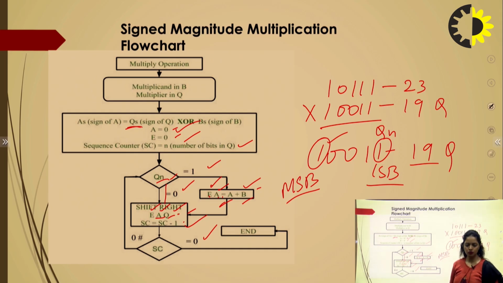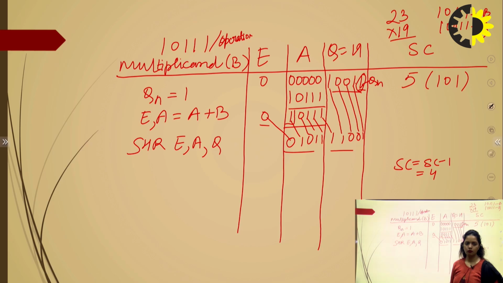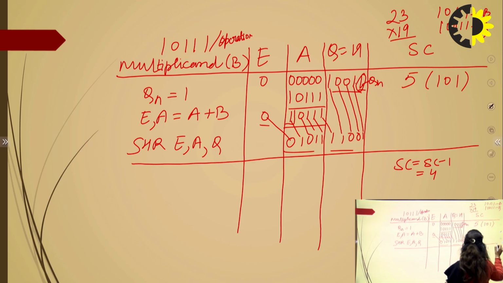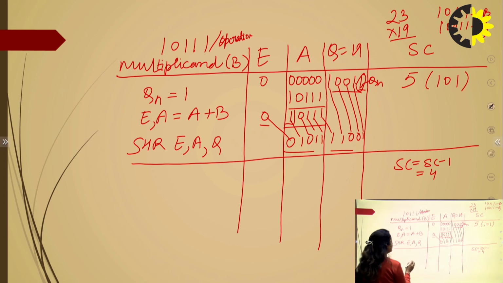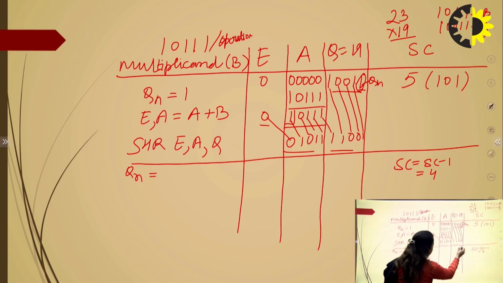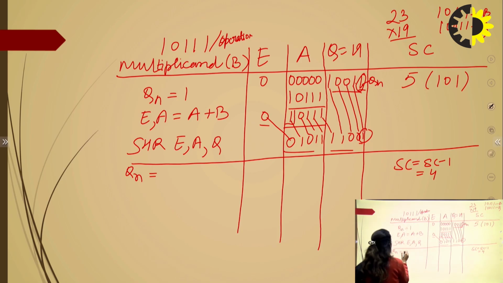SC equals SC minus 1. Now, whenever our sequence counter gets decremented, we move towards our new value. Next, again we need to check the Qn bit. After performing this shift operation, what is the least significant bit value over here? That is 1.